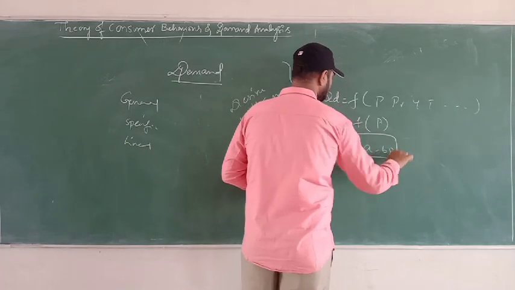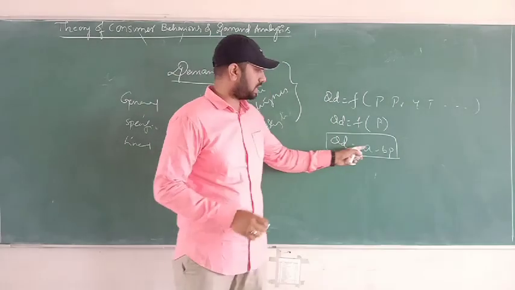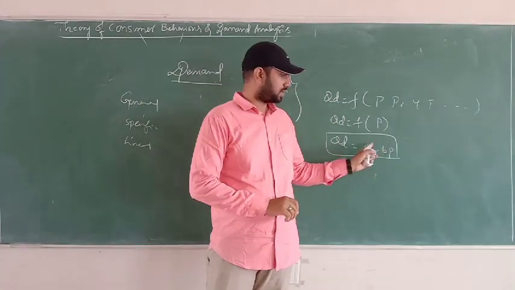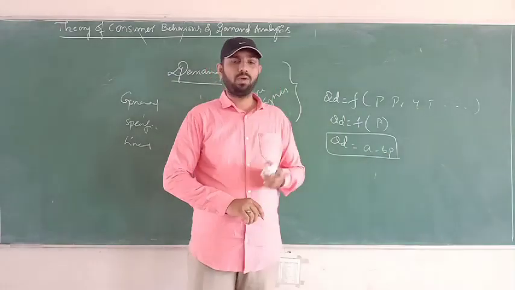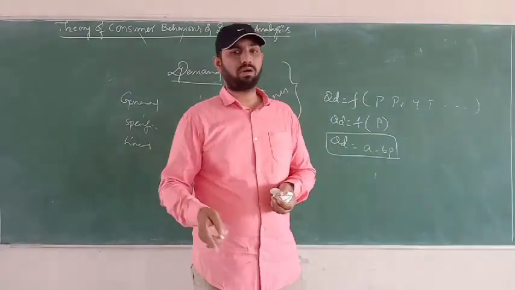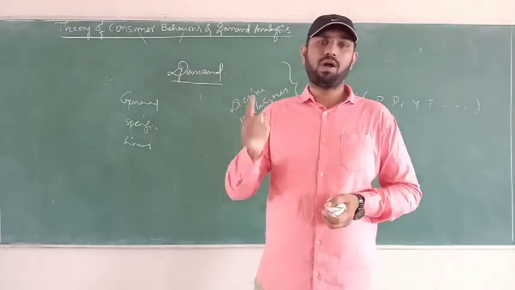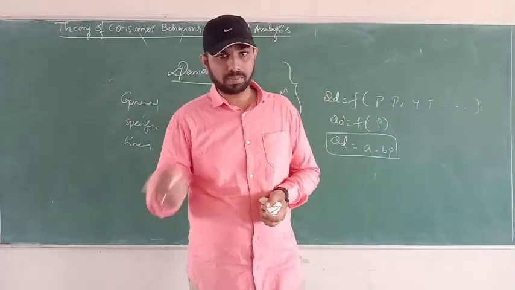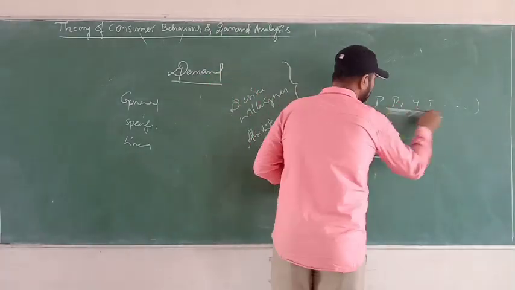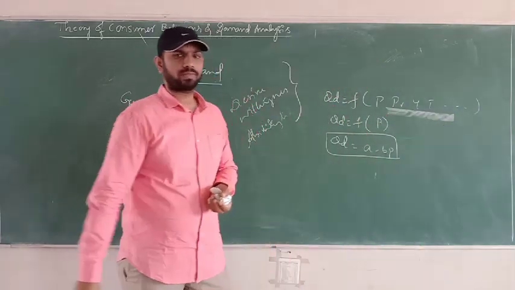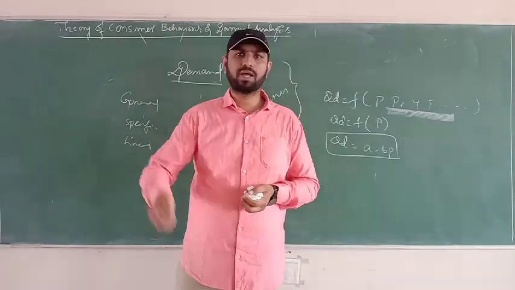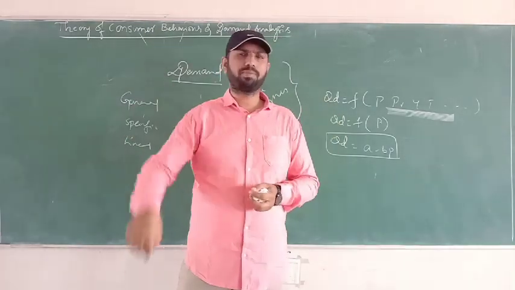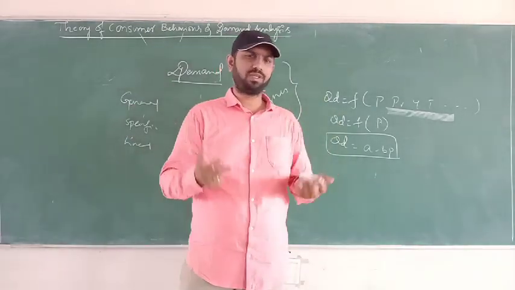Then the linear equation, you all know, is QD equals A minus bP, where A and B are constant values, P is the independent variable, and QD is the dependent variable. The minus indicates one law we need to understand, called the law of demand. If other things, meaning whatever other than price, remain constant, if price increases, demand falls; if price falls, demand increases.